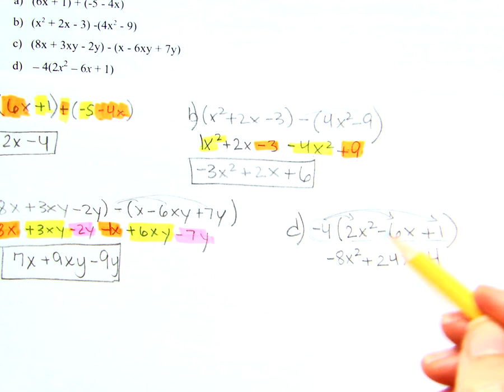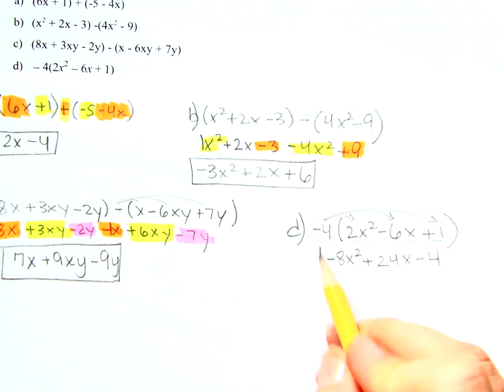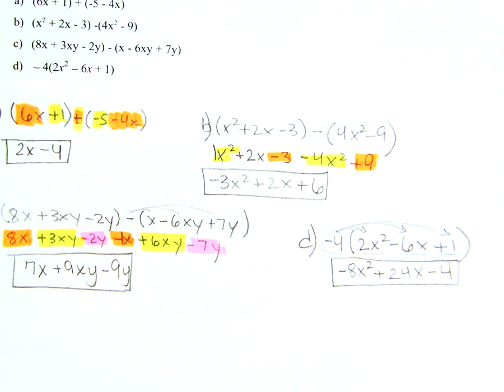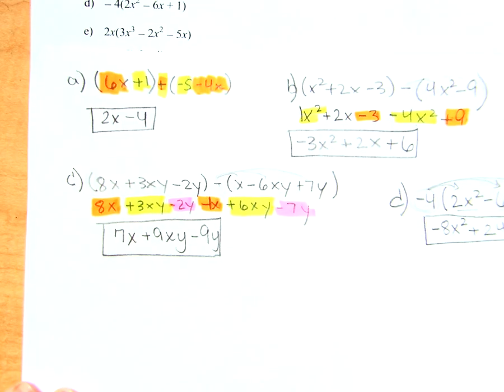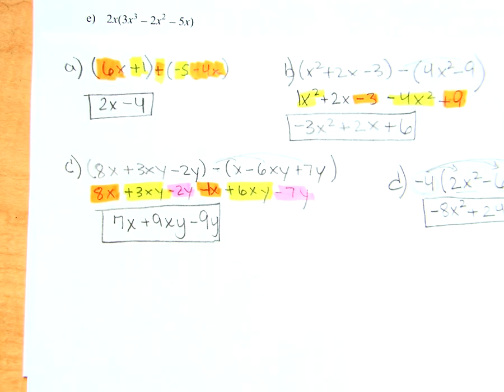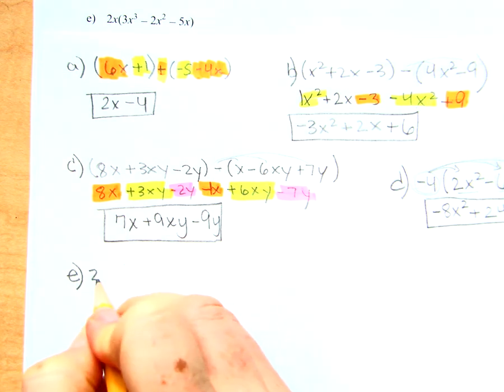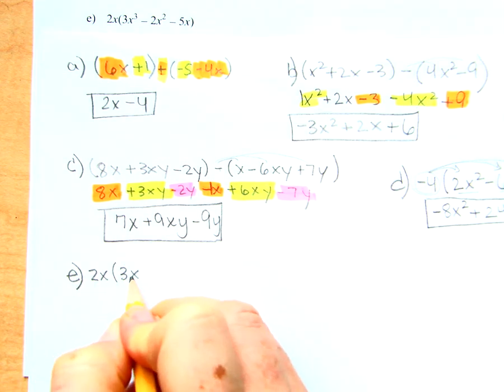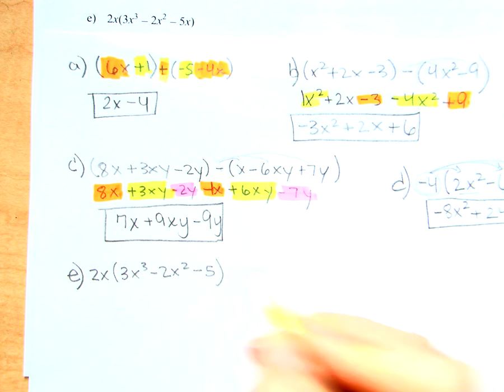Again, notice how my x's didn't change at all because all I'm doing is multiplying by a number, not a variable. Okay. All right, moving on to E. Another distributive property question. So E says 2x times 3x cubed minus 2x squared minus 5x.